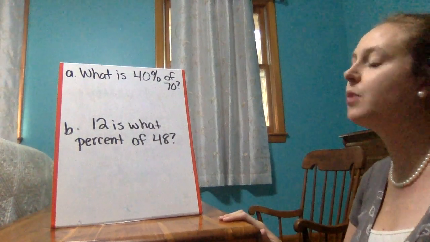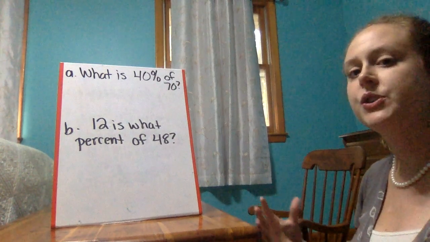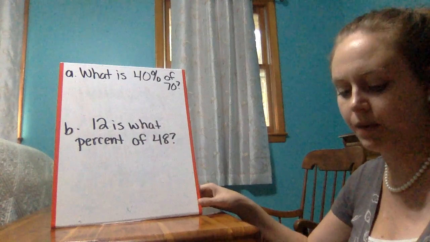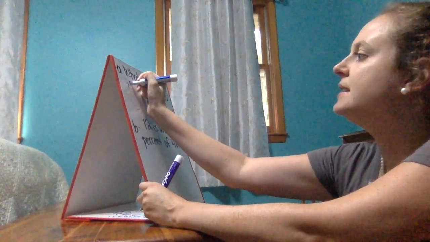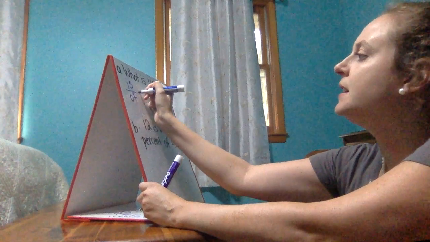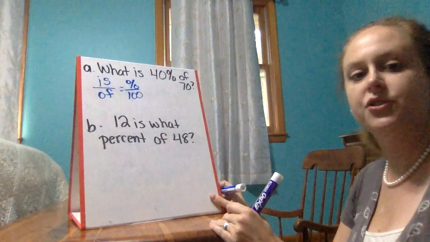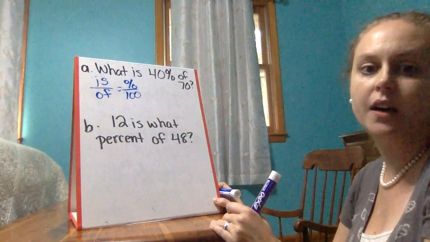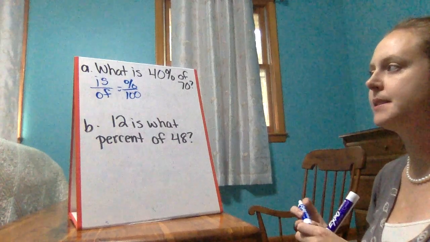There are two ways to work these problems. There's one that's probably the more popular, so I'll start with that. And a lot of people remember this one. And that's to say, is over of equals percent over 100. Is over of equals percent over 100, and then you just fill in the missing spots.